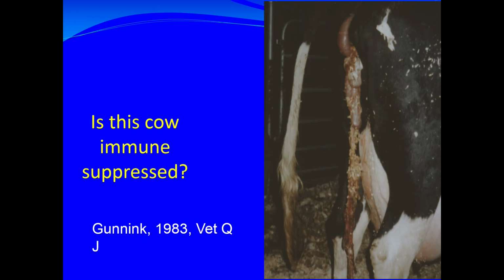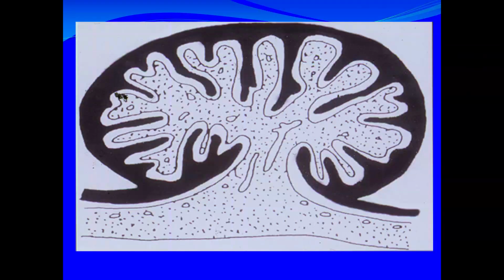I want to switch gears a little bit and look at this cow with a retained placenta. Is she immune suppressed? You remember that the fetal tissues, the trophoblast, belong to the fetus, and the caruncle belongs to the mother, the dam. And this interface here needs to separate when the cow calves. This failure to separate is now thought to be an immunological function. A famous Dutchman named Gunning did some great work on this many, many years ago that pretty much never saw the light of day.